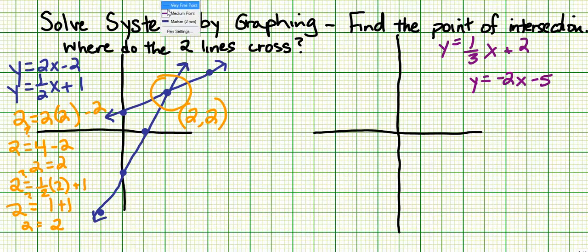Let's try the second system, I should say. Equation number 1 has a y-intercept of positive 2 and a slope of 1/3. So I'm going to rise 1, run 3, and I could keep doing that, but I'm going to run into my equation.